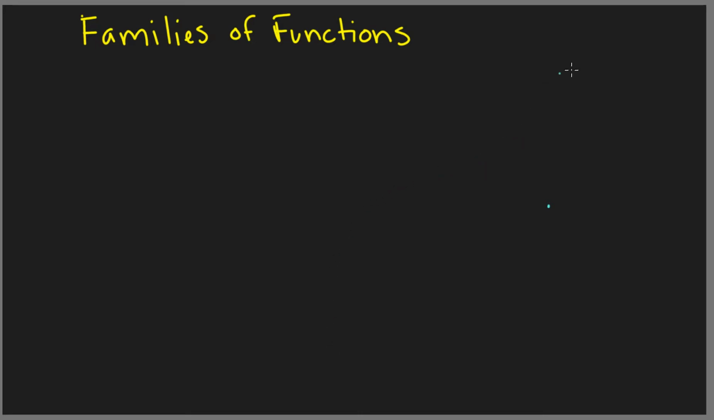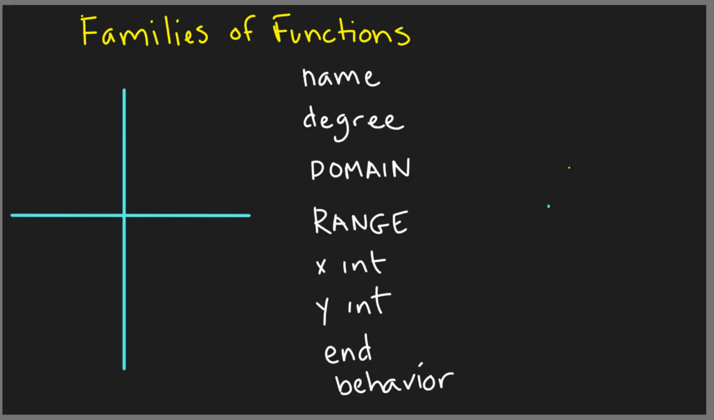Some of the attributes that you can see when you're talking about families of functions are the name. Sometimes the family will have names, the degree of the function, domain and range, x-intercept, y-intercept, and behavior. You can also have shared symmetry, and it just depends on what the family is.